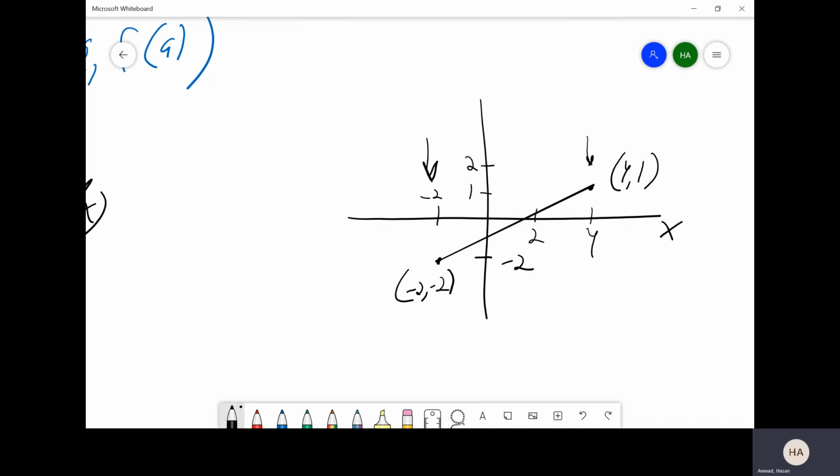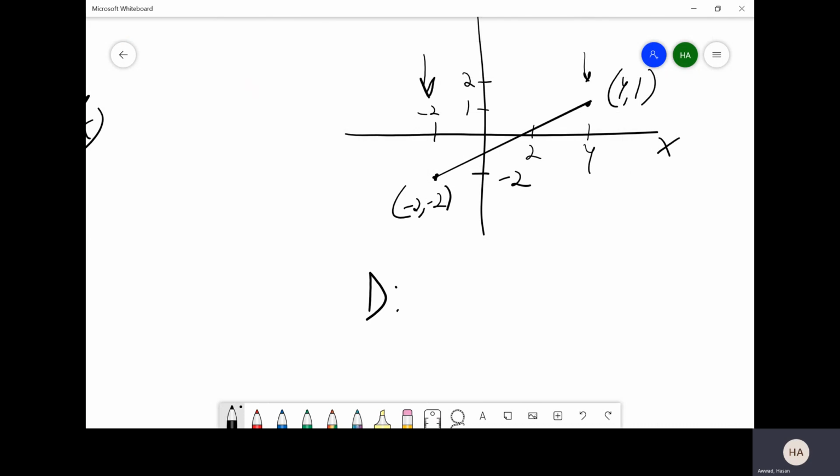And of course, we still care about our endpoints, right? Are we including the endpoints? Are we not including the endpoints? Well, because they're closed circles on -2 and 4, we can assume that we are including those points. So we can just say our domain, which I'm just going to abbreviate as D, is from -2 to 4.